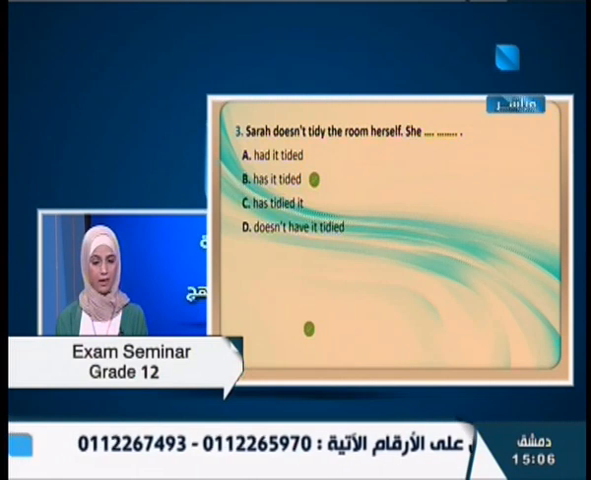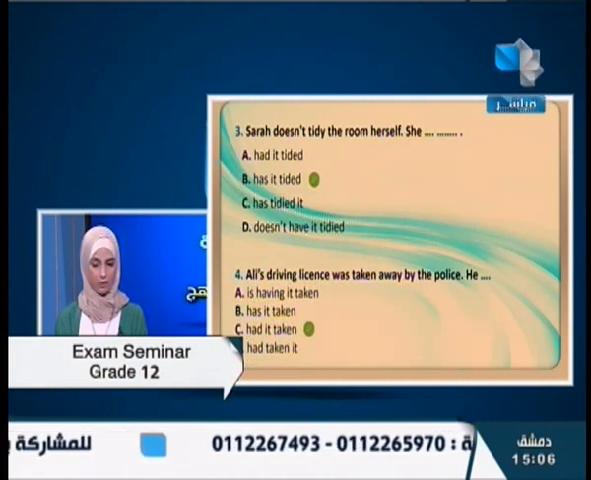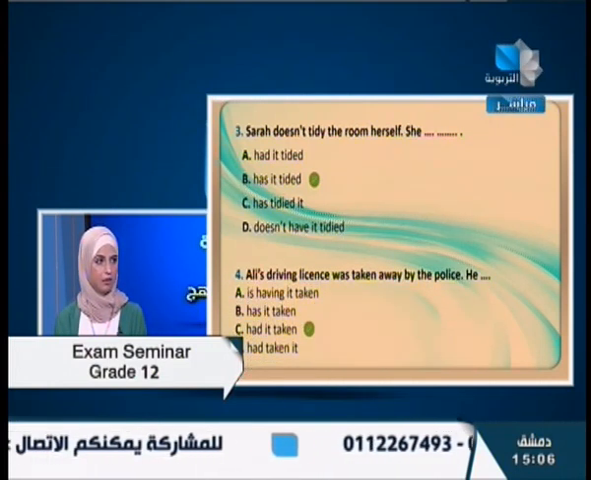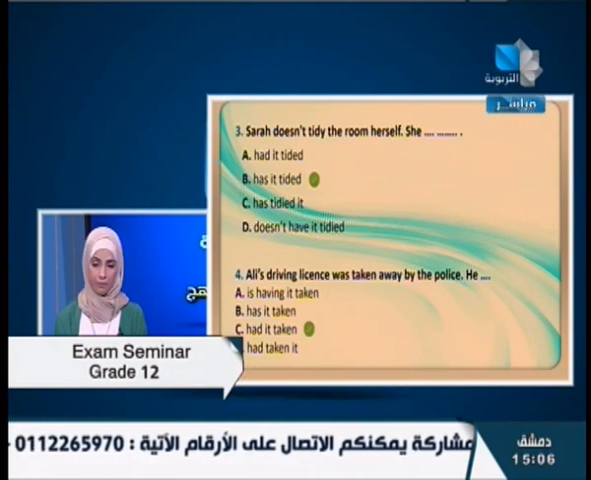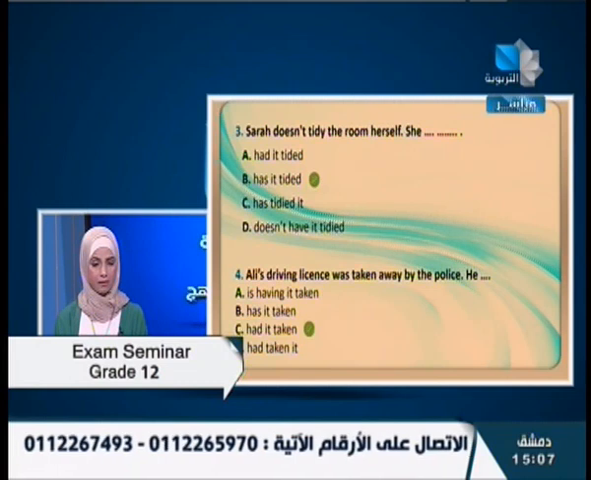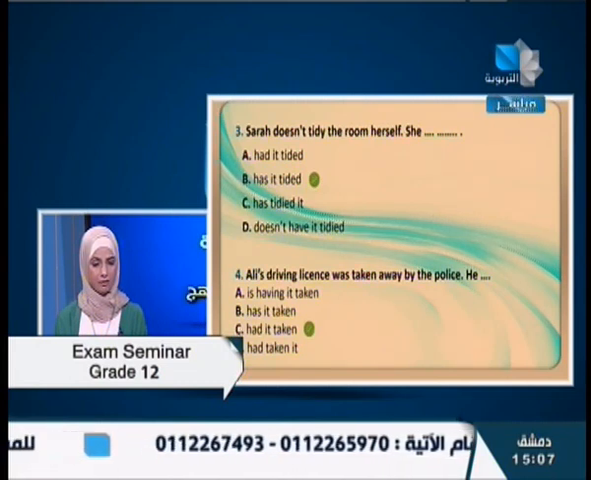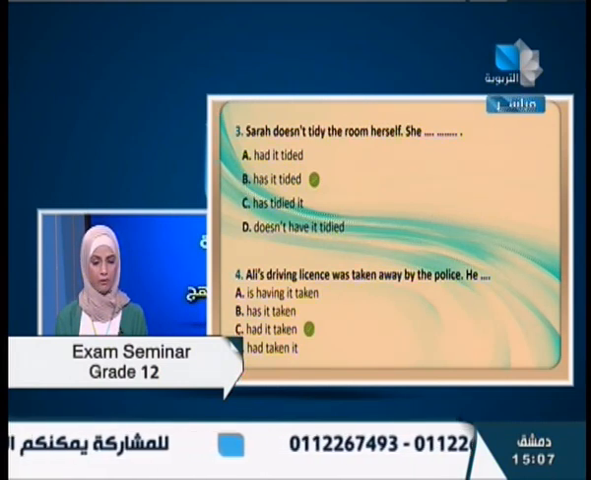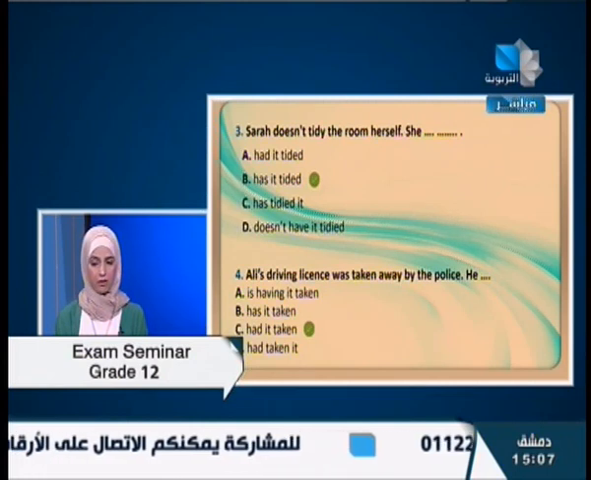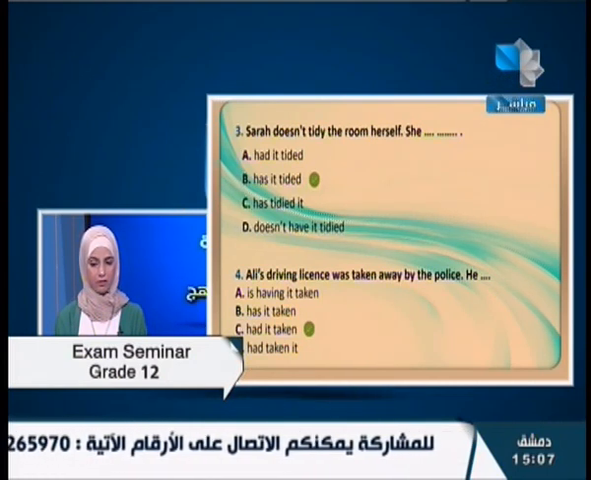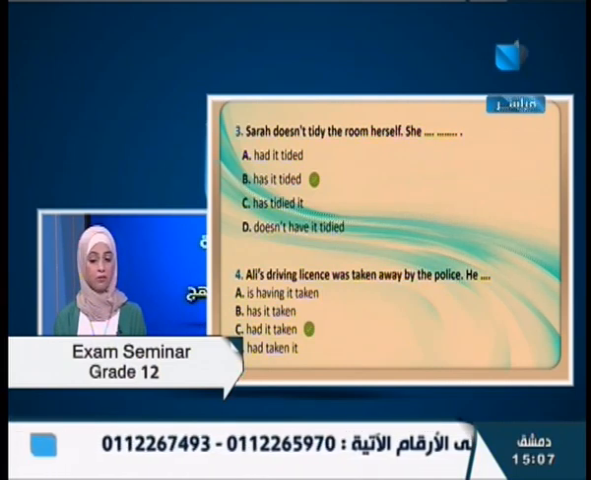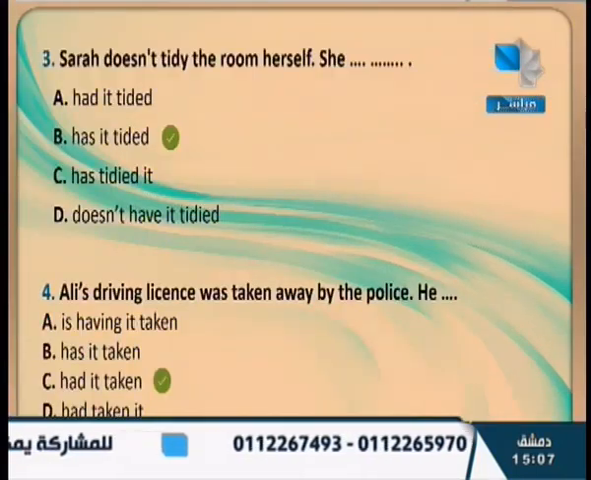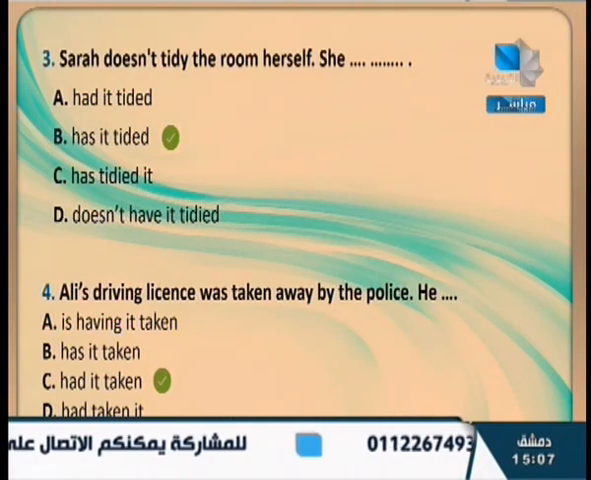The last one, Ali's driving license was taken away by the police. Here it's an unpleasant action that happened to Ali. We have 4 choices: is having it taken, has it taken, had it taken, or had taken it. The correct answer is had it taken, because Ali didn't take his license away by himself, but the police took it away from him.